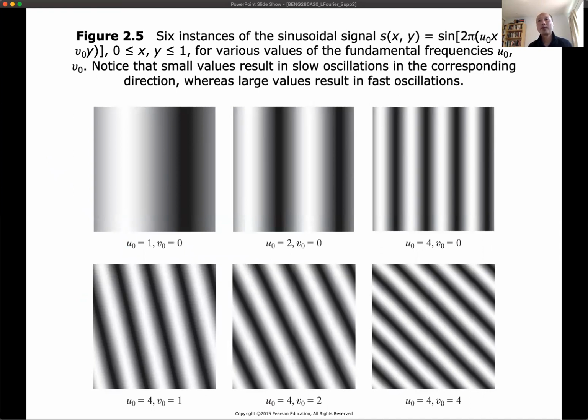The first part I want to do today is give you some intuition into what's going on with these spatial frequencies. This is from the book. Once again, they're using u and v for kx and ky. Let's look at this first row. All of these v's are equal to 0, so there's no variation in the y dimension. All the variation is along the x dimension. Here we go from 1 to 2 to 4. As we increase the spatial frequency, the spacing between the peaks gets shorter, because remember the spacing is 1 over kx. So kx of 4 has a spacing that's 4 times as small as when kx is equal to 1.